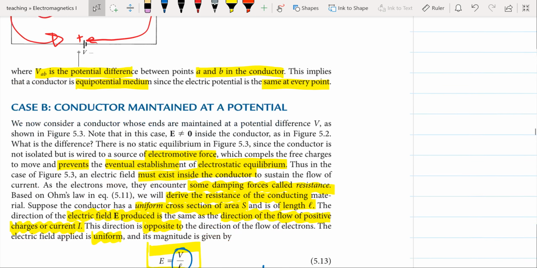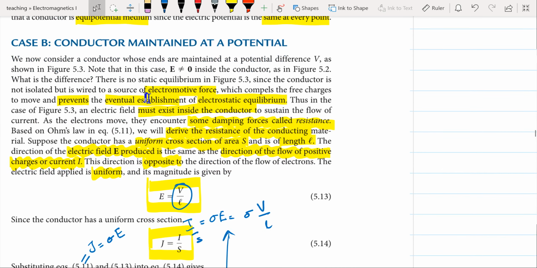Therefore, the difference is, as I have explained, that there is no static equilibrium maintained in figure 5.3, since the conductor is not isolated, but is wired to a source of electromotive force. This force compels the free charges to move and prevents the eventual establishment of the electrostatic equilibrium that was observed in the figure 5.2, because we have seen they are not accumulating at the surfaces of the conductor, and they are getting drawn to the source.